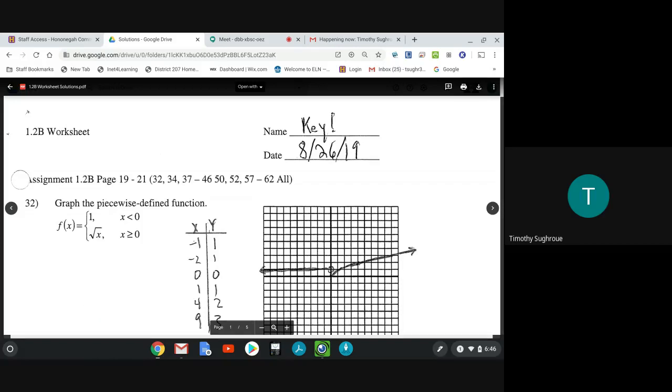Okay, this is a recording of 1-2B worksheet solutions. Don't worry about this date. I put the date in there last year.